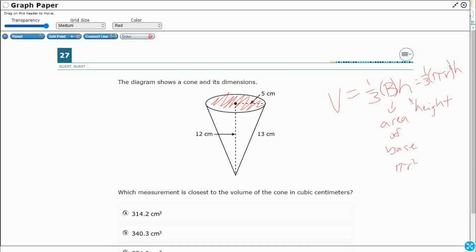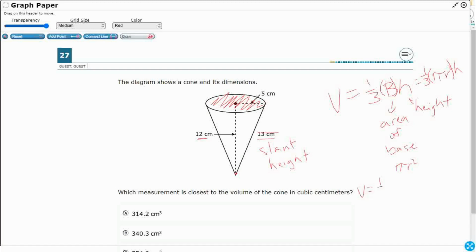Now here's the tricky part. I've got 2 different measurements. I've got this 12 and I've got this 13. This is actually my slant height. So it's the height of that curved face. I don't need that. I'm looking from the vertex to the center of the base. So I need this 12. So this is what I'm looking at here.